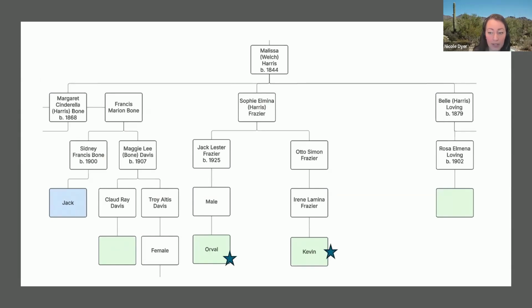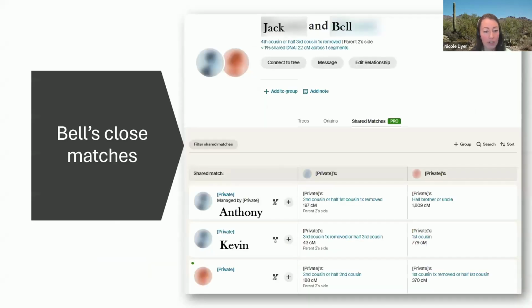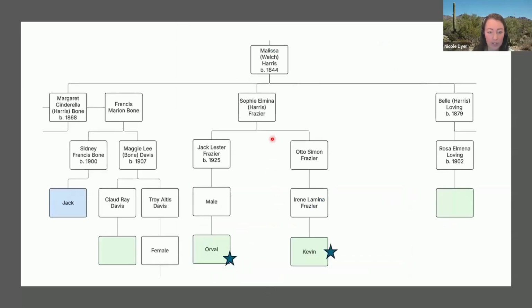Now, the other person who we saw who doesn't have a tree is Belle. And Belle is a smaller match with Jack, but she's really close with Anthony and with Kevin. And if we sort by her closest matches, we can see that she's either a half sibling or niece, aunt, or uncle nephew relationship with Anthony. And Belle is probably a first cousin with Kevin. So we might also try to place Belle in Sophie's branch of the tree here somewhere.